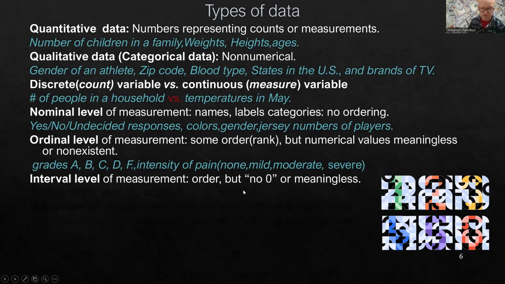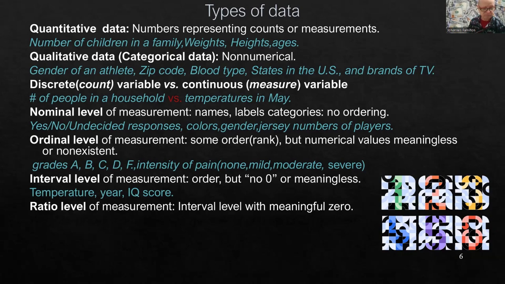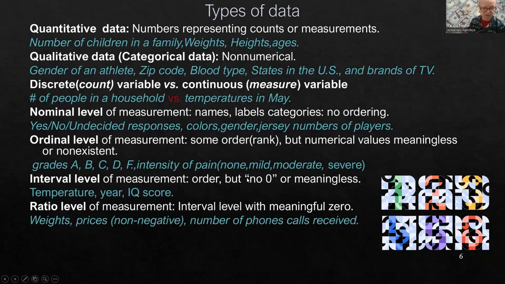Interval level of measurement: order, but no zero or a meaningless zero. For example, temperature, year, IQ score. Ratio level of measurement: interval level with a meaningful zero. Weights, prices, non-negative numbers, number of phone calls received, etc.